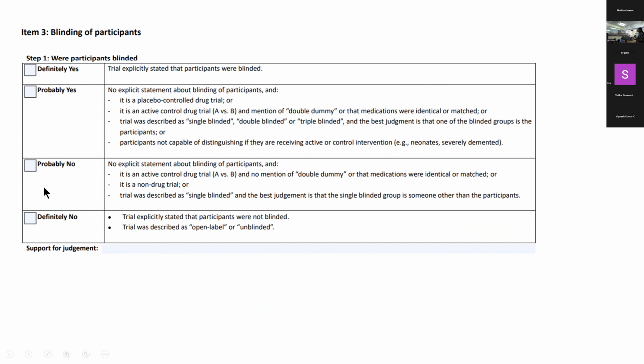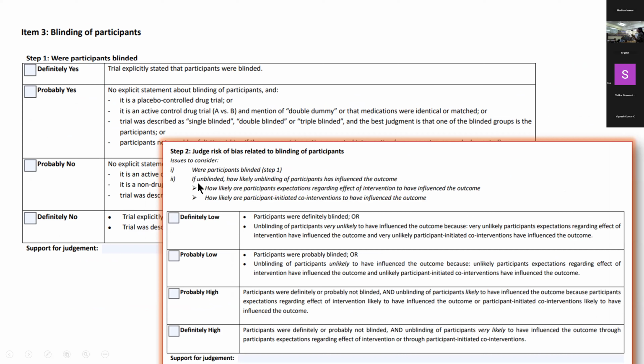Suppose I say probably no. Why do I say probably no? Because there's no explicit statement about blinding of participants. Then my next question is, will this really affect your bias?